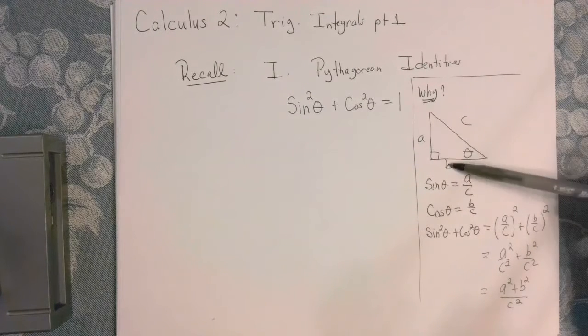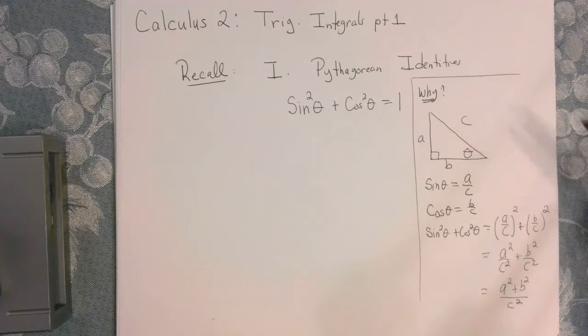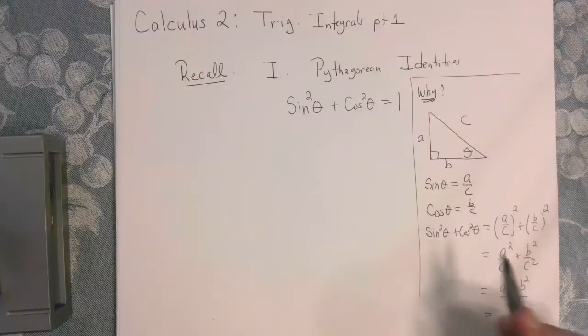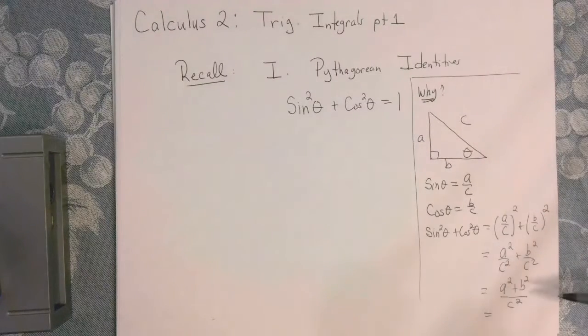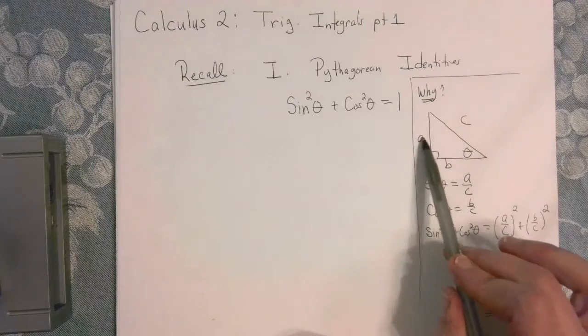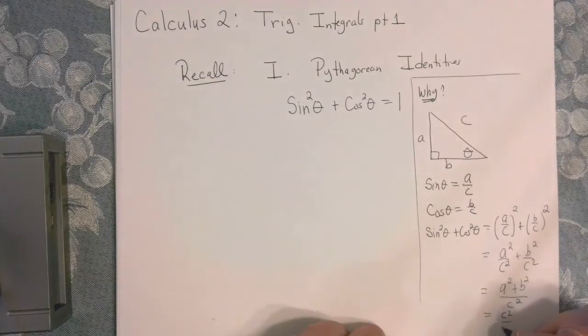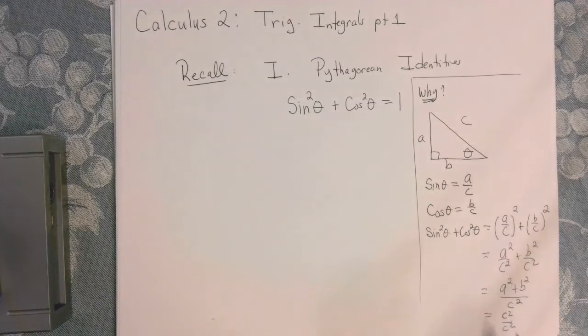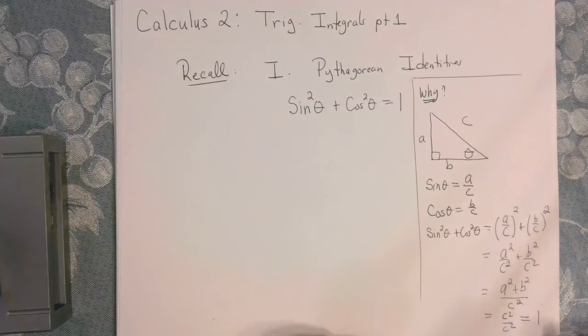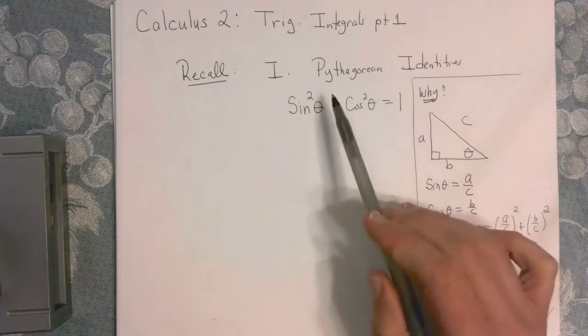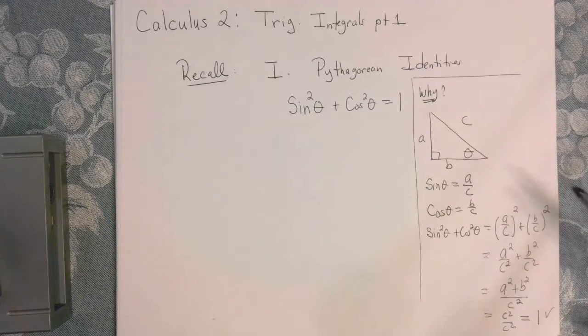And since triangle ABC is a right triangle, by the Pythagorean theorem, A squared plus B squared must be C squared, since both A and B are the legs of the right triangle. But of course, any number over itself is 1. So yeah, that is true. And now you can see why it's called a Pythagorean identity. Notice again, the Pythagorean theorem pops up in the middle.